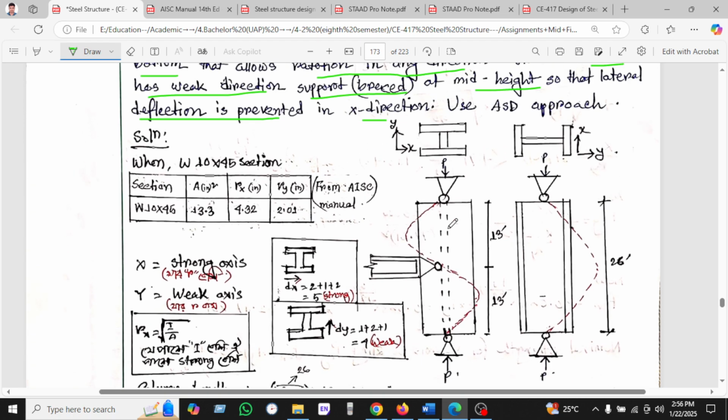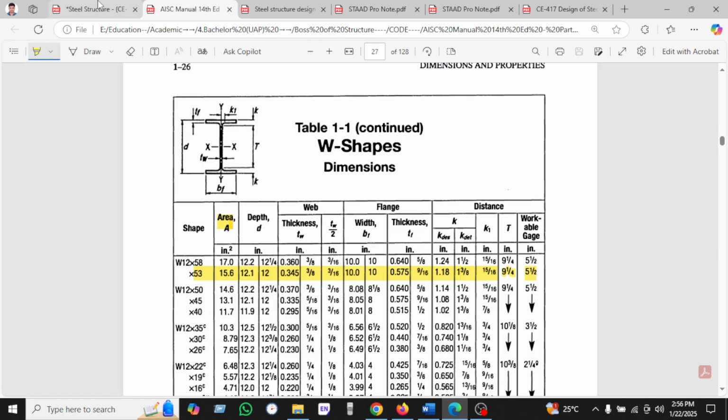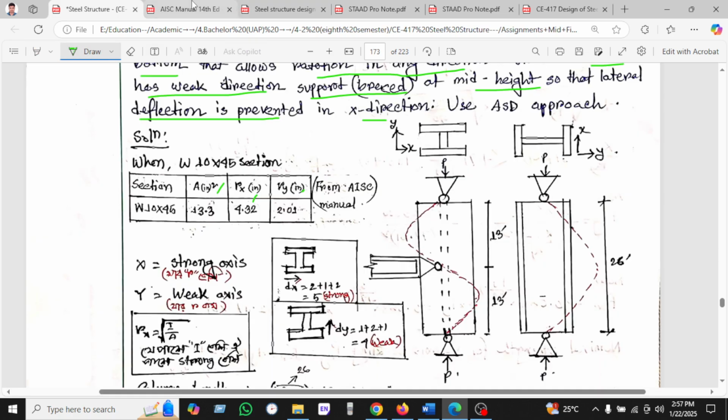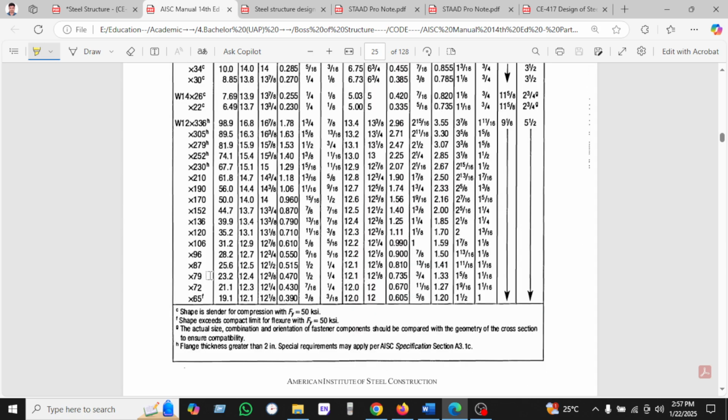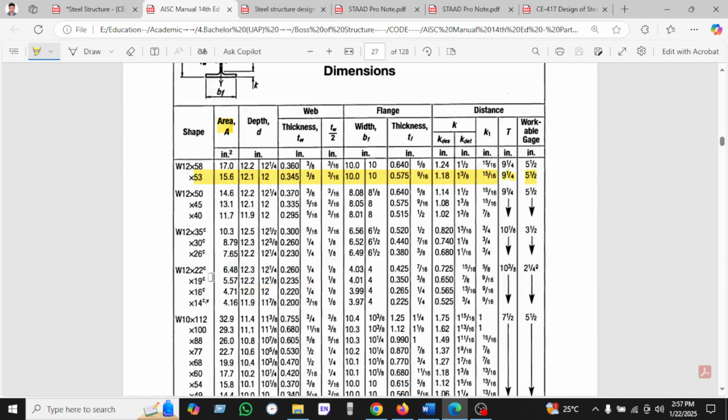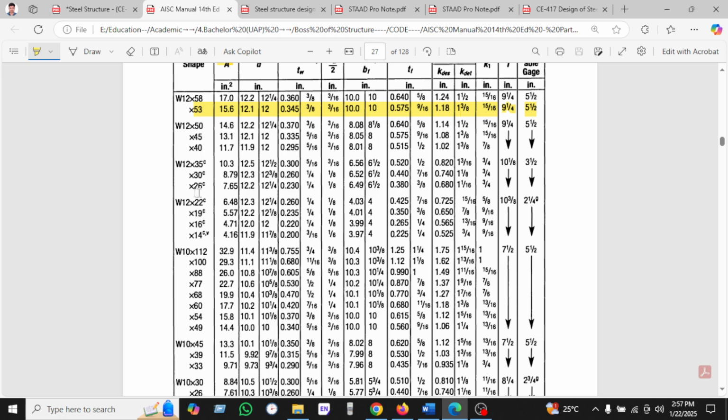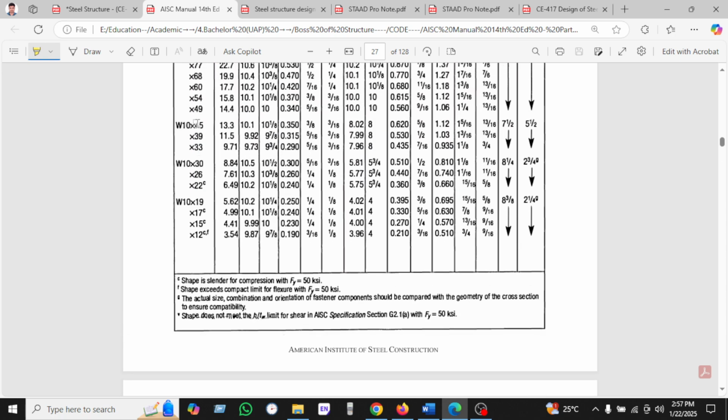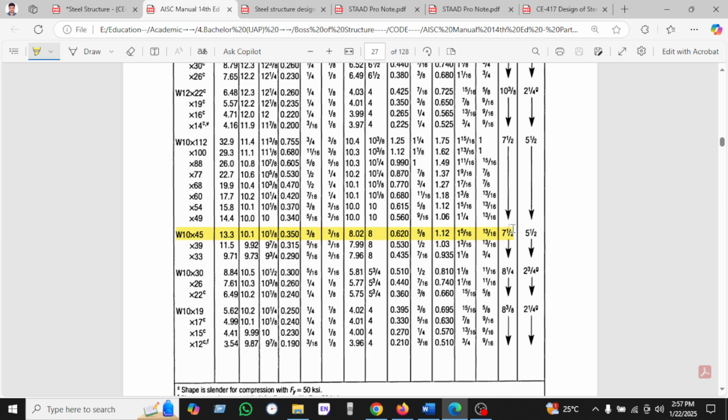You can see here the given figure. You can see the load is applied axially. The x-axis and y-axis are given. When the section is W10 50, then we find rx and ry from the manual like this, but we will select W10 45. So if we go to the W10 45, where is the W10 45? This is the W10 45.